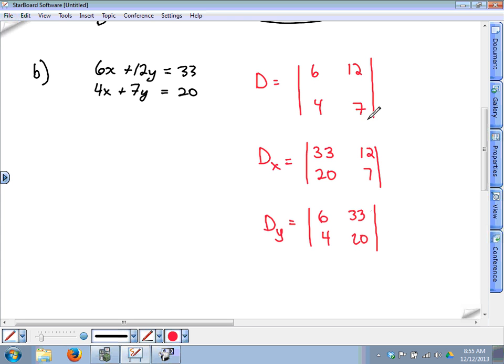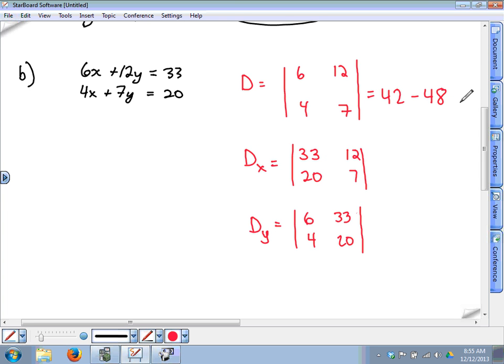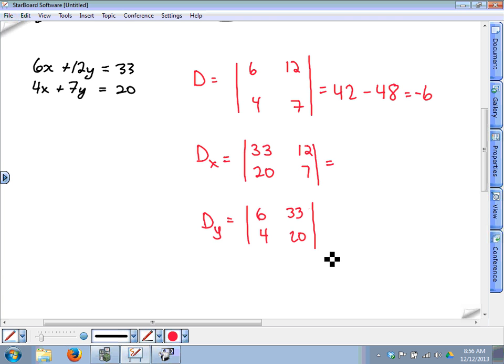Well, this first one wasn't so bad, I hope. What was the determinant? 42 minus 48. Okay, so that one's not so bad. Oh man, this one, maybe so bad, huh? 33 times 7.